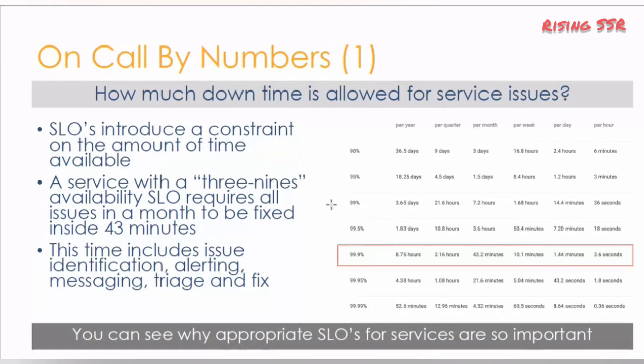So basically, 3 nines equates to, if you see, it gives you how much downtime per year, per quarter, per month, per week, per day, per hour, right? That is what it means. Okay.